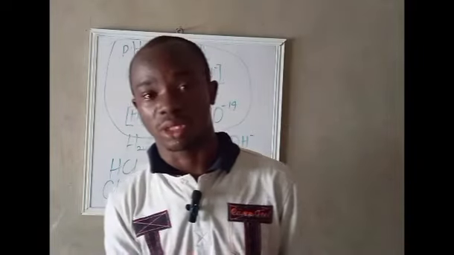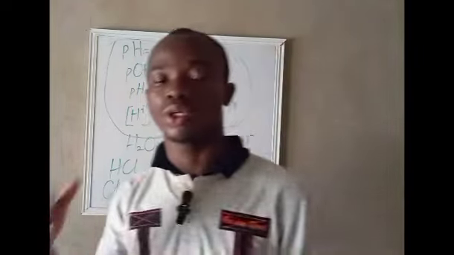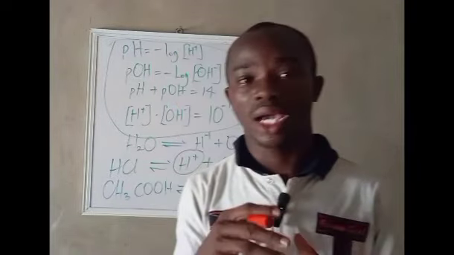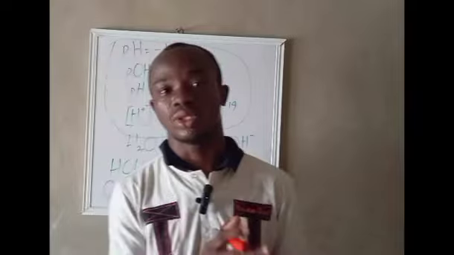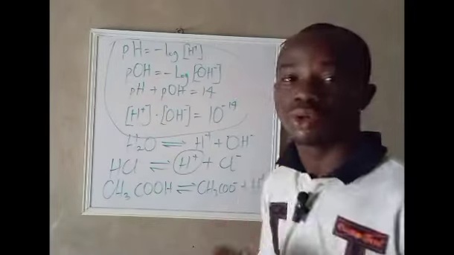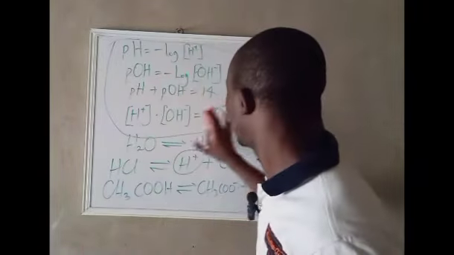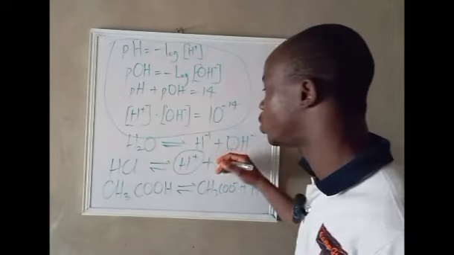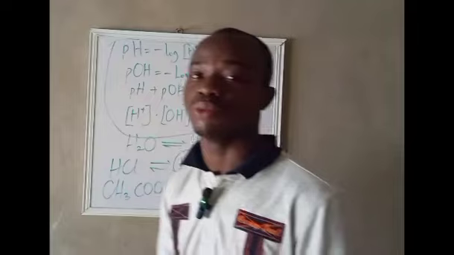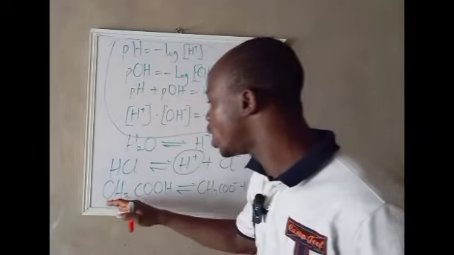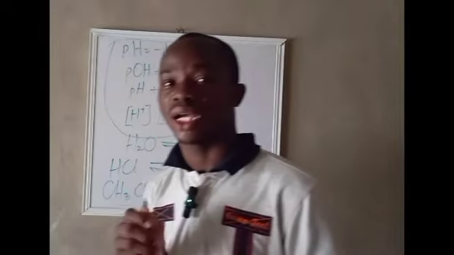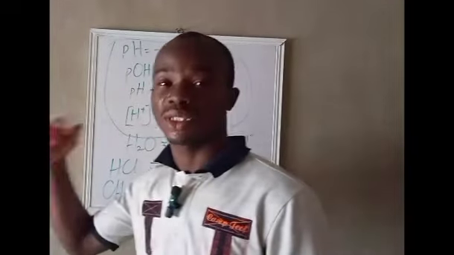The same thing happens with a base. A strong base will also dissociate completely, while a weak base will not dissociate completely. So when dealing with a strong acid, all of these expressions apply because a strong acid will dissociate completely to give all the possible H plus. But a weak acid, like I said, will not produce all its H plus.